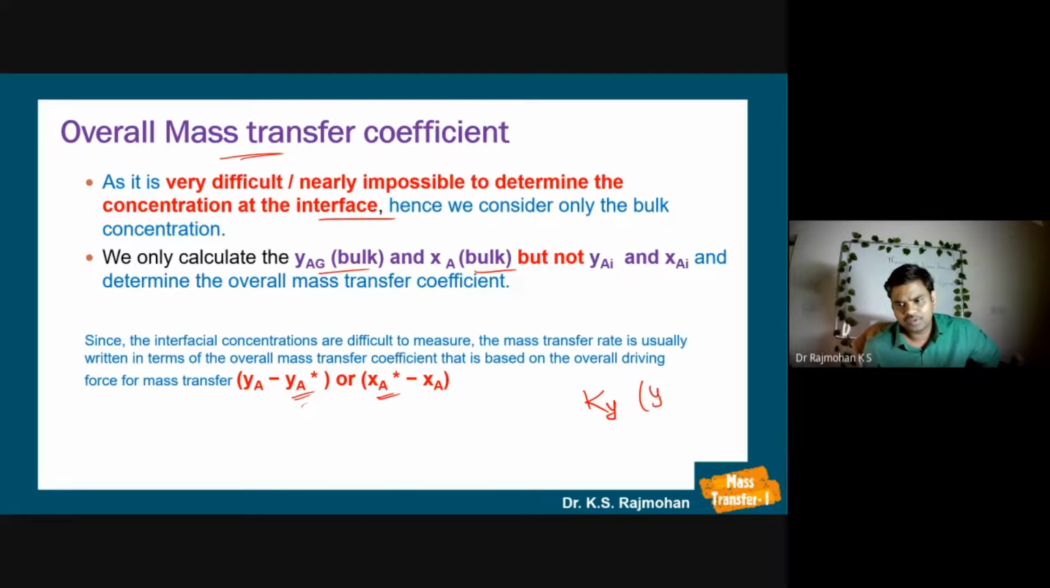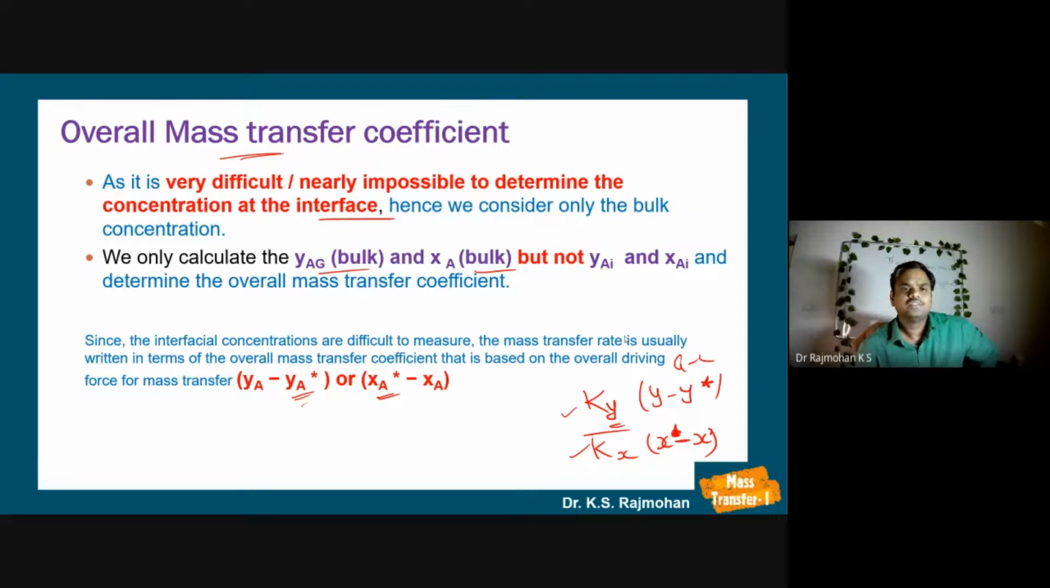If the driving force is Y minus Y star, it is going to be Ky. The driving force is going to be X minus X star or X star minus X, depending upon the direction. Okay, so let me say X minus X star. If it is gas to liquid, it is going to be X star minus X. So this is how the overall mass transfer coefficient is defined.